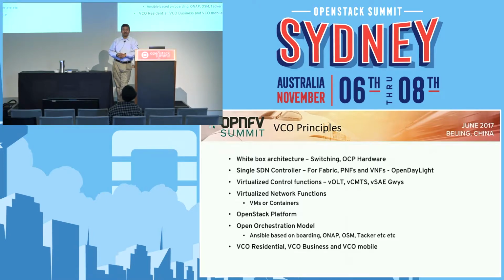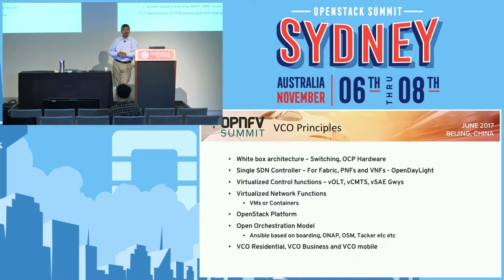Of course, virtualize those control functions, including things like OLT, ONT for GPON termination, or virtualizing the CMTS capabilities on control functions. Run those control functions as VNFs on the compute infrastructure. Of course, in the mobile case, it would be your SAE gateways, your MME, PGW, SGW, all of those characterized as SAE gateways. And then, of course, run virtual network functions, VMs or containers, doesn't matter. OpenStack as a basis or as a starting platform. Who knows where it's going to evolve in the future.